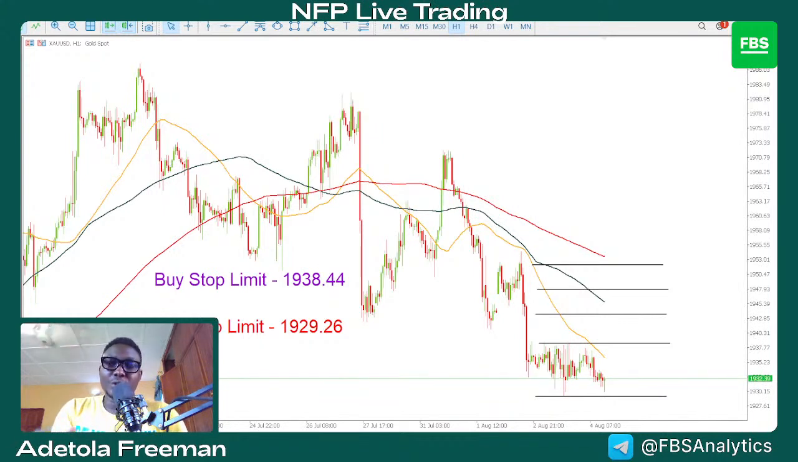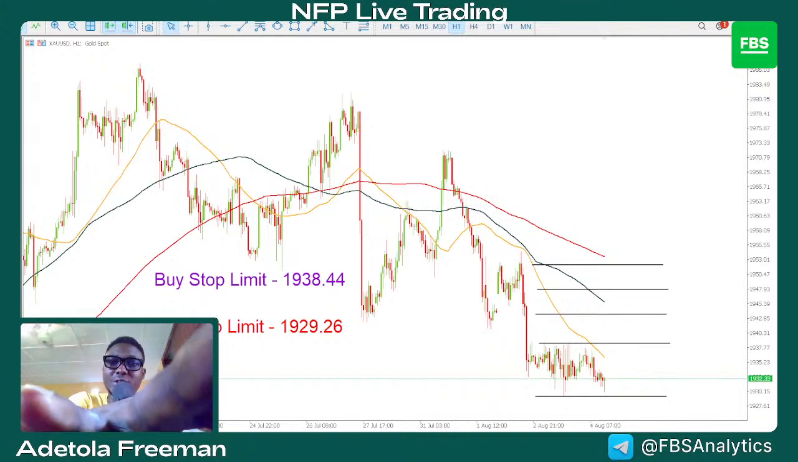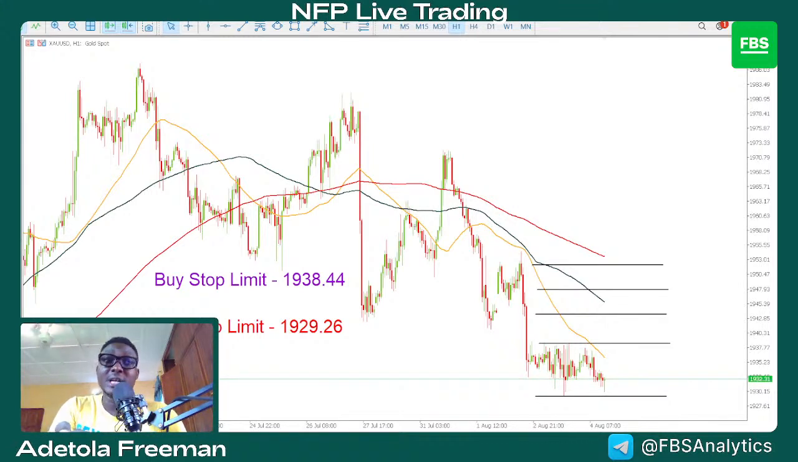For those of you asking about the stop loss and take profits, we're going to look at the take profits together. But your stop loss, if you're buying, has to be the sell limit. And if you're selling, your stop loss has to be the buy limit. So if you're selling, your buy stop entry is your stop loss, and if you're buying, your sell stop limit is your stop loss. It's as simple as that. I just naturally assumed that you guys understood that already.